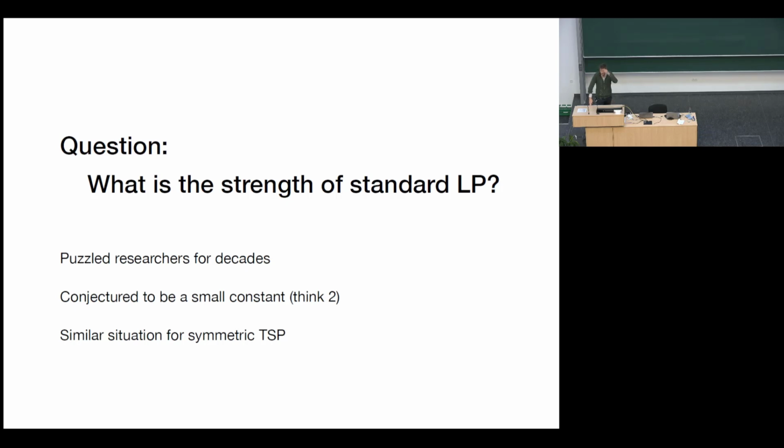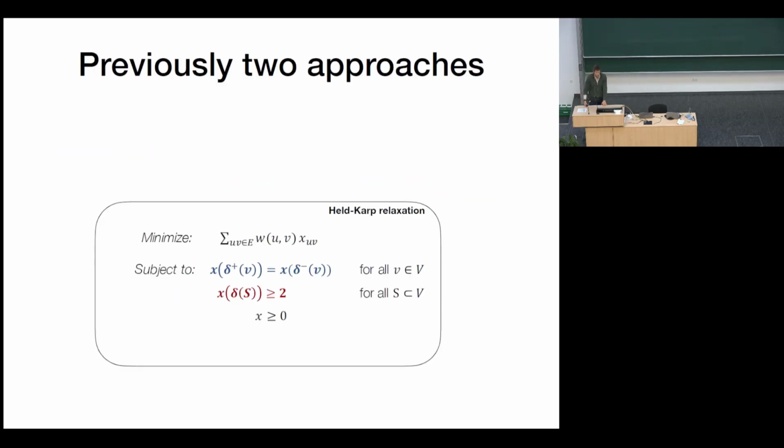And it's conjectured to be small. The only lower bound we know is 2 for asymmetric. And for symmetric TSP, the situation is similar, but the gap is smaller between the upper and the lower bound. All right. So let's see a little bit how we can get any upper bounds on this relaxation.